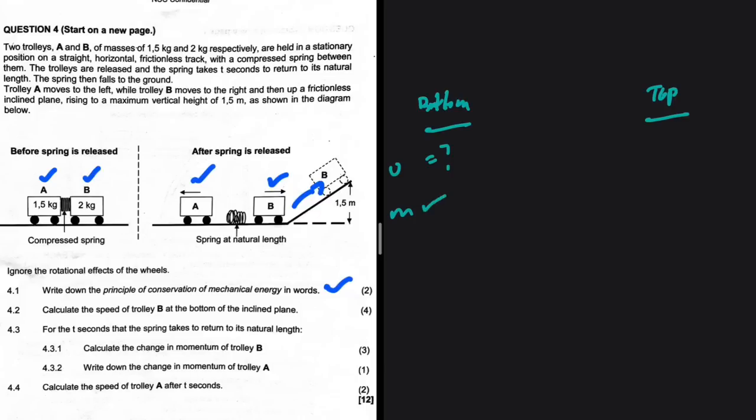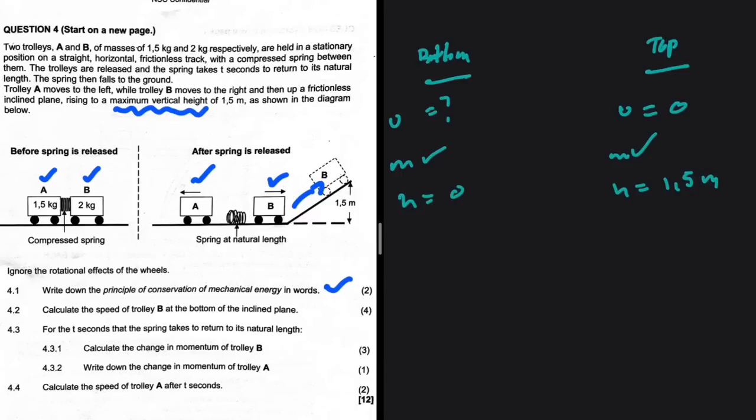And then at the top of the incline, the question says that it reaches a maximum height. That's what I want to see, because if it reaches a maximum height, I know that the velocity is 0 there. So it rises to a maximum vertical height. So v is equal to 0 at the top, because that is the maximum height. The mass is still the same, but we have the height, which is 1.5 meters. Here we can say that the height is equal to 0. So this information looks like it is enough for us to use the conservation of mechanical energy.